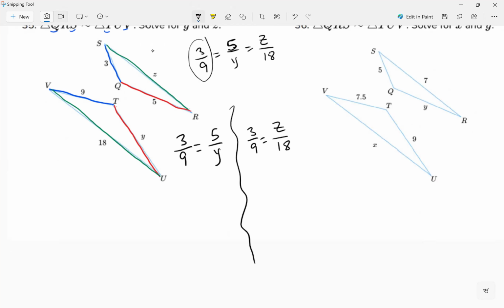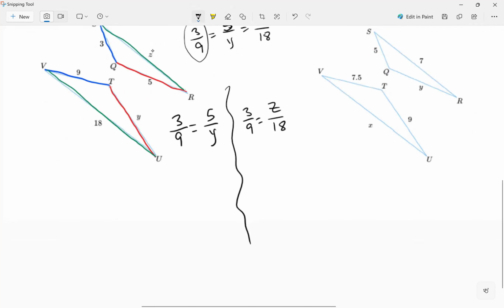3 over 9 is equal to z over 18. Again, I'm looking at this as two different questions because I have to solve for y and I have to solve for z. So let me cross multiply. Let me solve for y, the question on the left. 3 times y, which is 3y, is equal to 9 times 5, which is 45. So 3 times y is equal to 45. Let me divide both sides by 3.